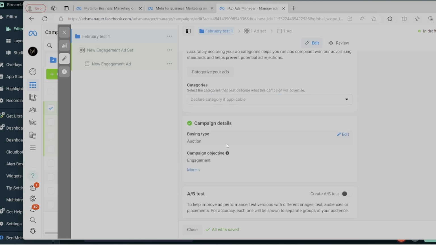And then we're going to leave this on auction. All that really means is we're paying Facebook for the amount of impressions we're getting. We're not paying per lead, and there's not even a way to pay Facebook per lead, but we're paying per 1,000 impressions, and Facebook actually calculates that by looking at how much other competitors in your industry are bidding to get in front of the same people.